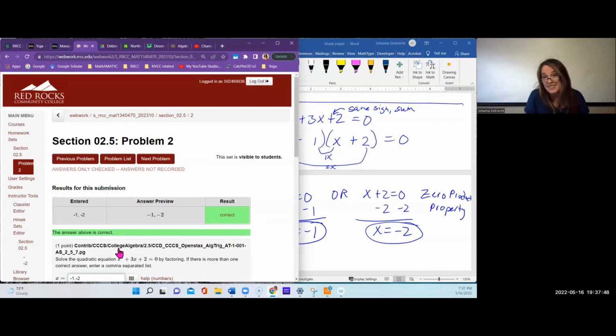We got the green check, so the order doesn't matter. That is one nice advantage to WebWork.